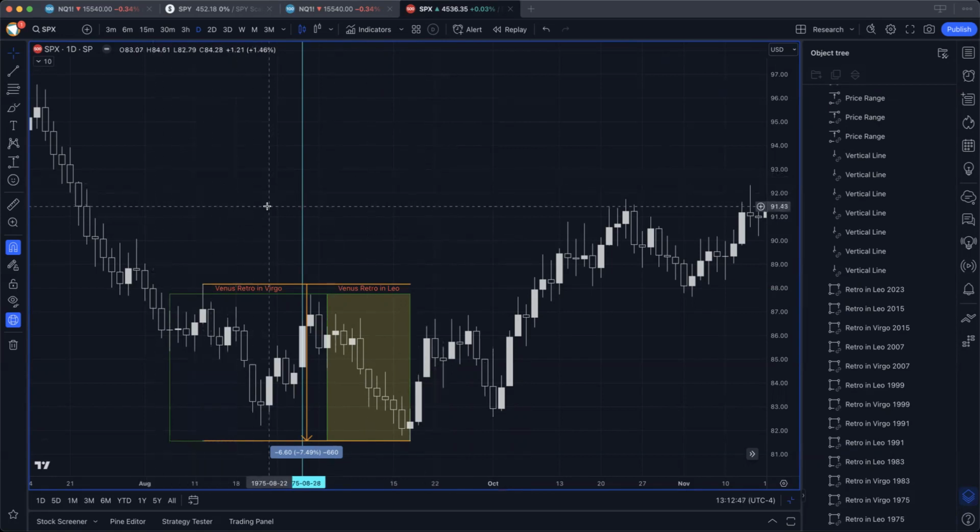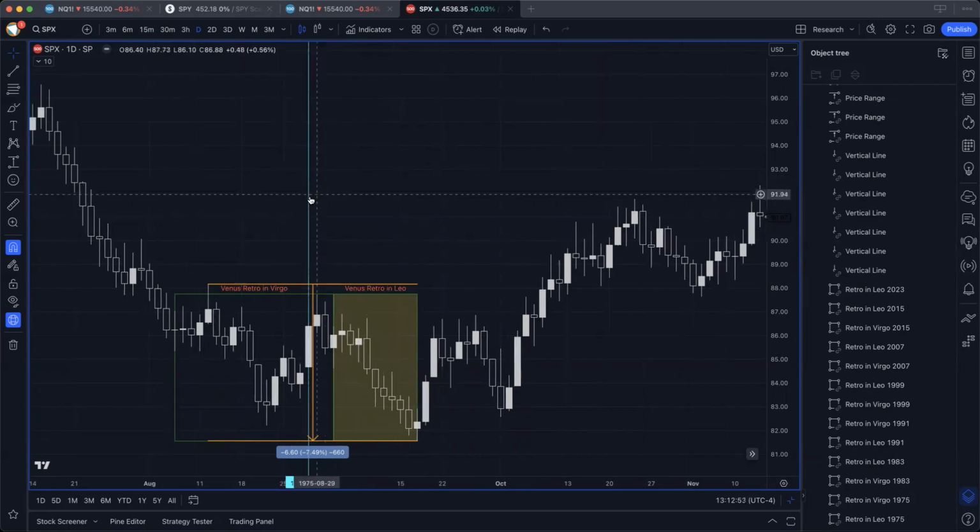Okay, so here's Venus retrograding in Virgo, and it's shifting into Leo. Now, one of the things I marked on this chart here is the midpoint of this retrograde cycle. Now, a couple things I want to point out here.